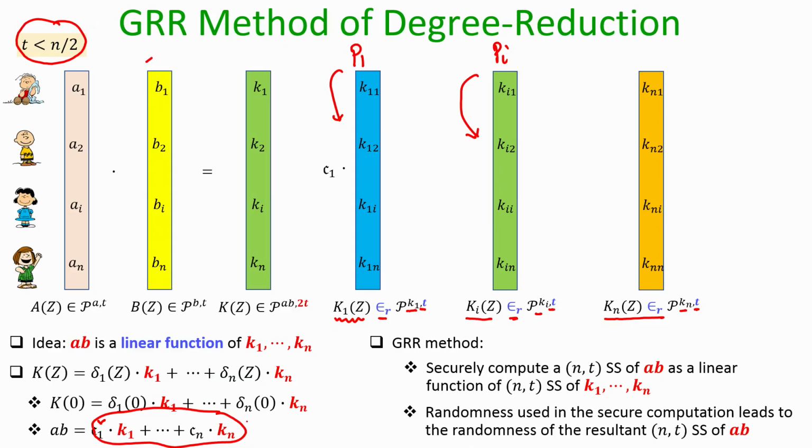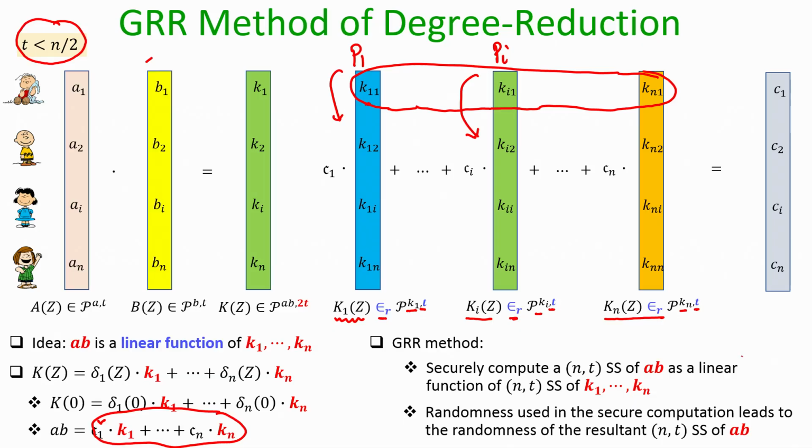Why can we compute this linear function now? Why is it possible? Because the inputs for this linear function, namely k1, k2, kn, are now available in a secret shared fashion, and since C1 is publicly known, each party, say the first party, computes C1 times the first share of k1 plus C2 times the first share of k2 plus Ci times the first share of ki plus Cn times the first share of kn.